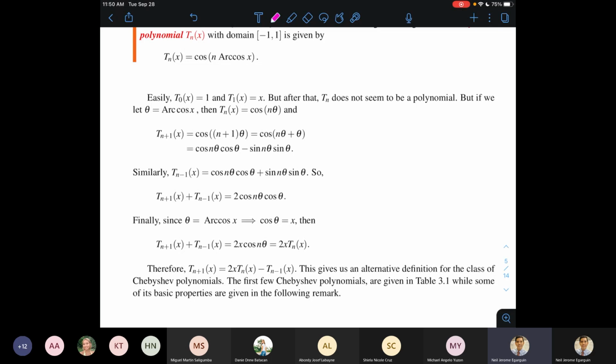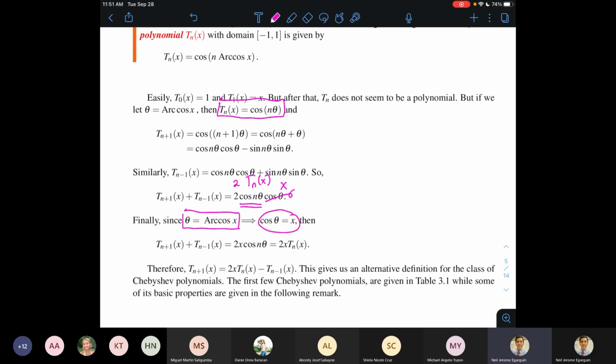Okay? But remember, we let theta be equal to r cosine of x, so that means cosine of theta is equal to x. And then what? Then we'll have the 2 there. But what is cosine of n theta? Do you remember what cosine of n theta is? Oh guys, andyan ba kayo? So remember that cosine of n theta is exactly the nth degree Chebyshev polynomial. Okay. So basically, this is t sub n of x.